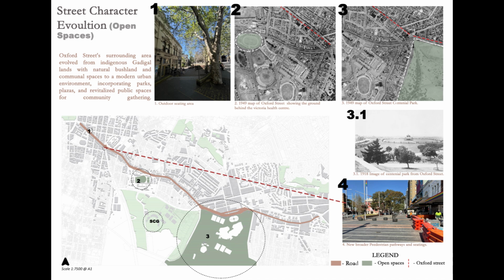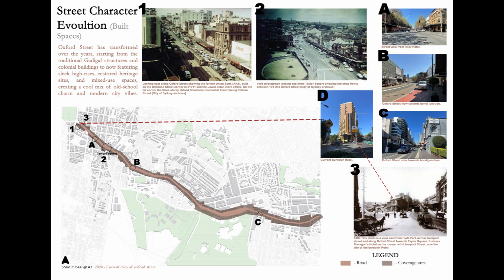The number two on the map, which is marked, is the army ground, which has been carried over from the older generation. We could also see the Sydney Cricket Ground, which has evolved beautifully over the years. Even the trace of Centennial Park was found, and a 1918 image shows Centennial Park from Oxford Street. Similarly, expanded footpaths have made way for a pedestrian friendly street, which can now have open seating and outdoor seating for cafeterias. For the built form, we have focused on several parts throughout Oxford Street.